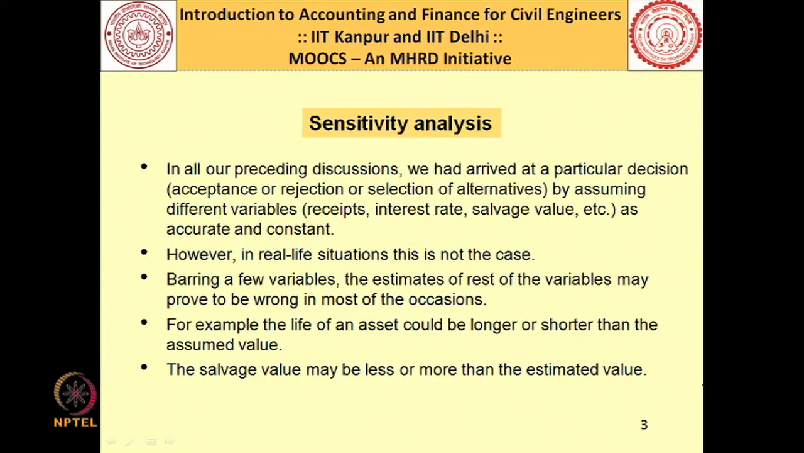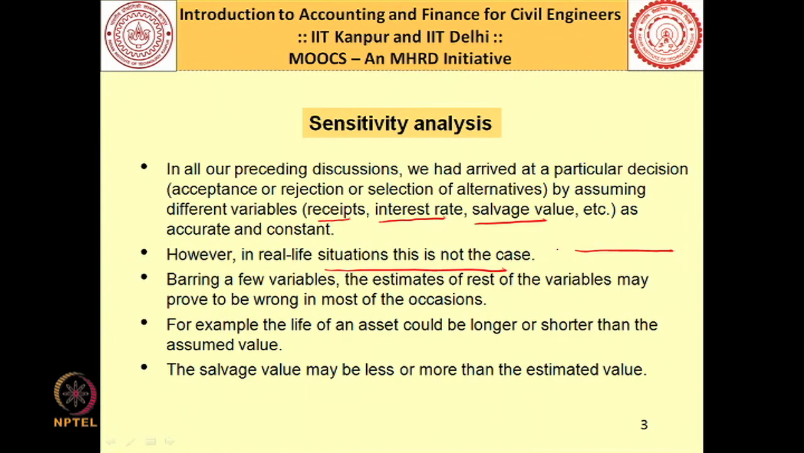As I told you already, the various variables that we assumed in our analysis so far, for example the receipts, the interest rate, the salvage value, were all assumed to be constant. They were also supposed to be accurate. But as you know, in real life situations, this is not the case. Some variables are fine. For example, at time t equal to 0, if you are investing something, that is known for certainty, that is going to happen for certainty.